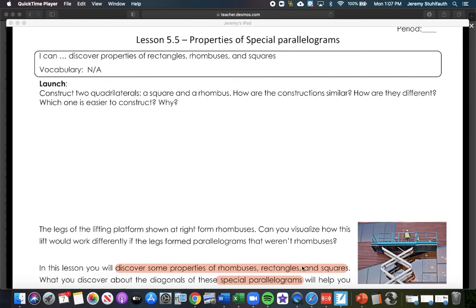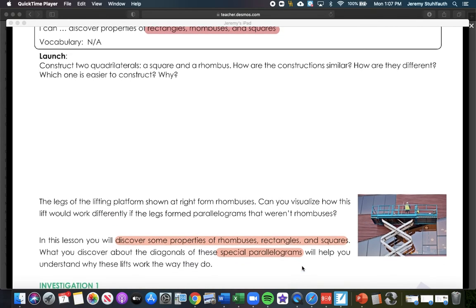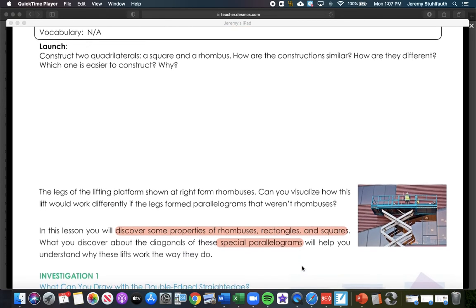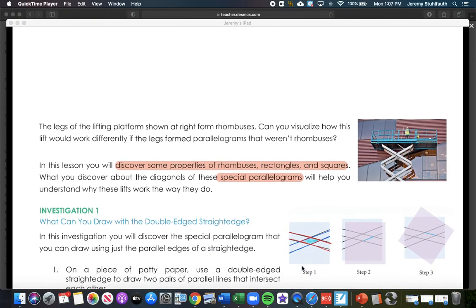This is similar to what we did in lesson 5.4. We're going to look at some properties of some special types of parallelograms. In section 5.4, we talked specifically just about properties of parallelograms in general. In this lesson, we are going to take a look at rectangles, rhombuses, and squares. You don't need to do the launch activity right now. We are going to skip that for this lesson.